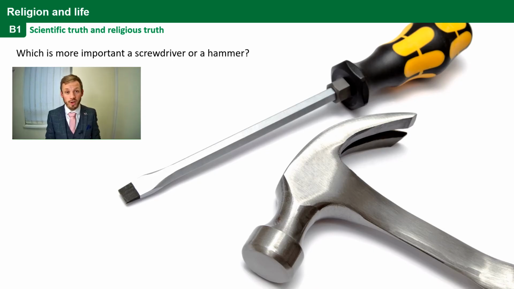When it comes to which one is more important, that's actually a bit of a naive question. That's like saying the question I started with at the beginning of this lesson, what's more important, a screwdriver or a hammer? Hopefully when you thought about that, you actually thought, well, if you're putting a screw in or taking a screw out, you want a screwdriver, and if you're putting a nail into something, then you want a hammer. They're two different tools for two different purposes. And that's just like scientific truth and religious truth.